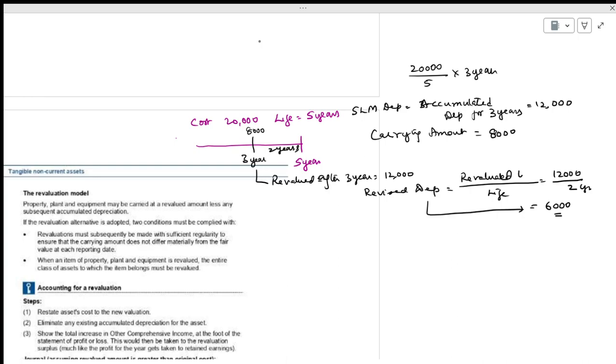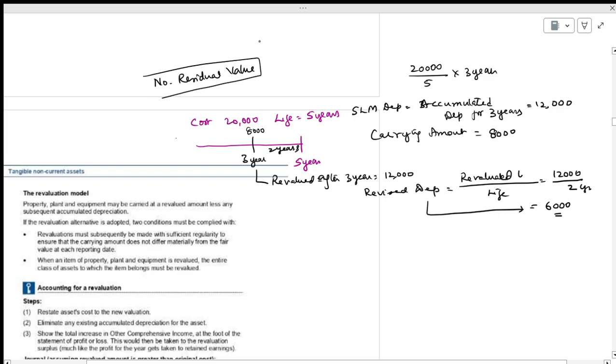They will not give residual value. If they give residual value, they will make it very clear whether the residual value will be considered or not; the information will be clearly given. From the beginning, they are mentioning no residual value. Is it clear?